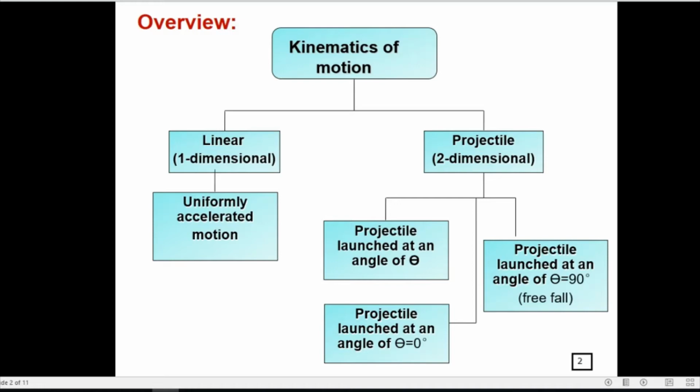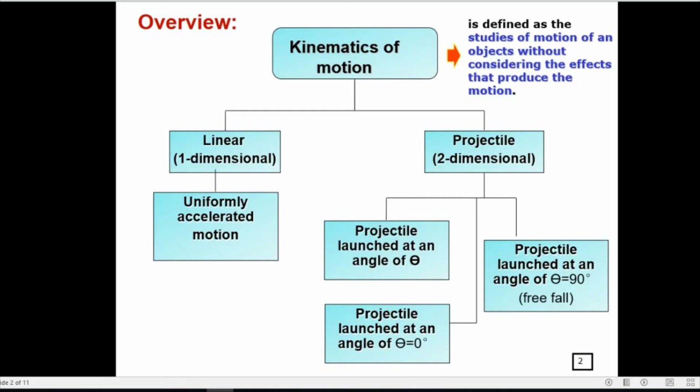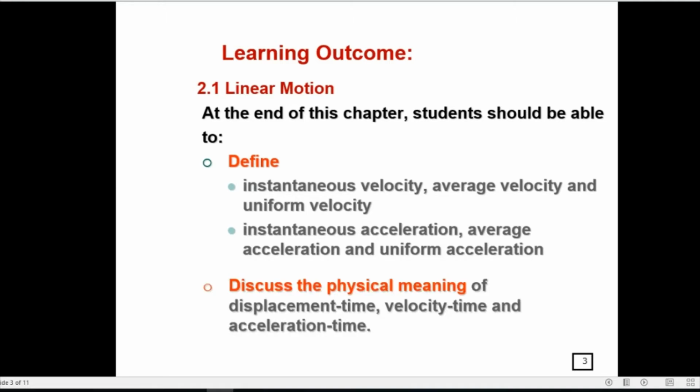So what is meant by kinematics of linear motion? It is defined as the study of motion of an object without considering any effects that produce the motion. Okay, so these are some of the learning outcomes under chapter 2, which contains definitions of instantaneous velocity, average velocity, and uniform velocity. And for acceleration, we have three types: instantaneous acceleration, average acceleration, and uniform acceleration. And then we're going to discuss the physical meaning of three types of graph: displacement-time, velocity-time, and acceleration-time.